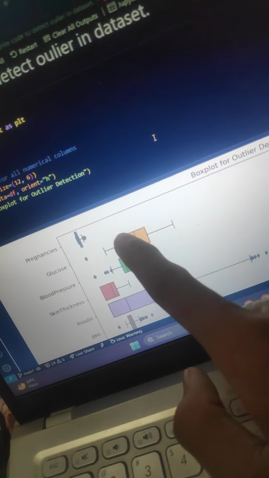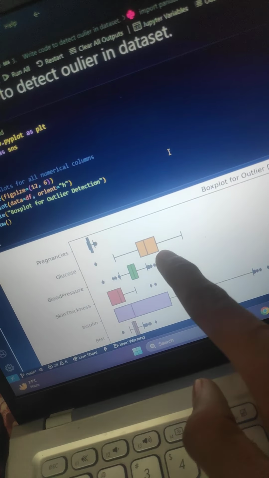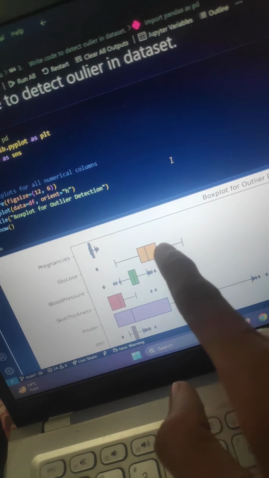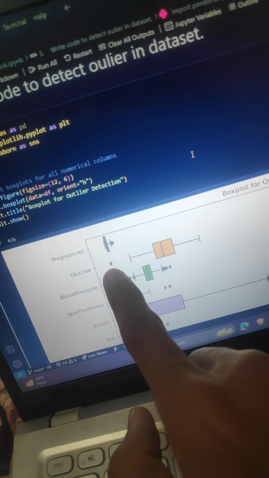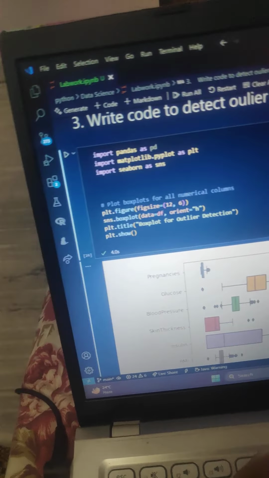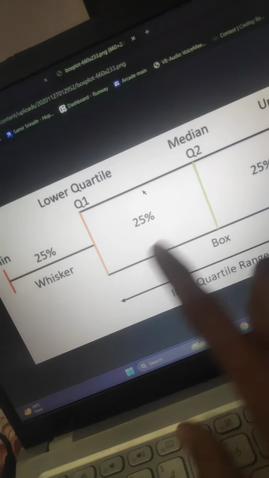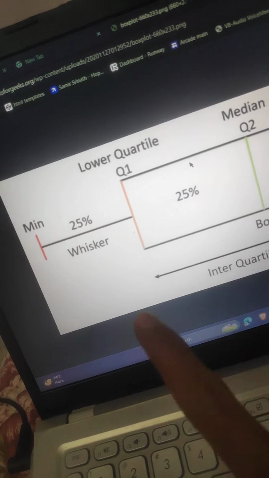This is the same box plot that we have taken. For the glucose column this is the box plot, and for the blood pressure column this is the box plot. So these dots are known as the outliers here. But if you just look at the simple analysis of that box plot, it is this.